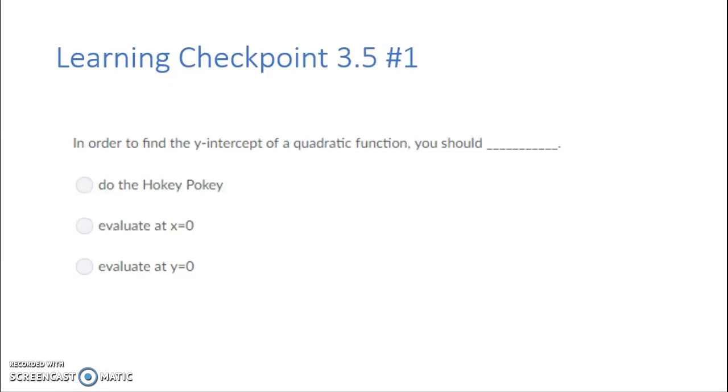Number 1 says, in order to find the y-intercept of a quadratic function, you should do the hokey pokey, evaluate at x equals 0 or evaluate at y equals 0. So when we're talking about the y-intercept, we need to remember what that means. The y-intercept, just pretend it's a straight line. The y-intercept is going to be the location where our graph crosses the y-axis.